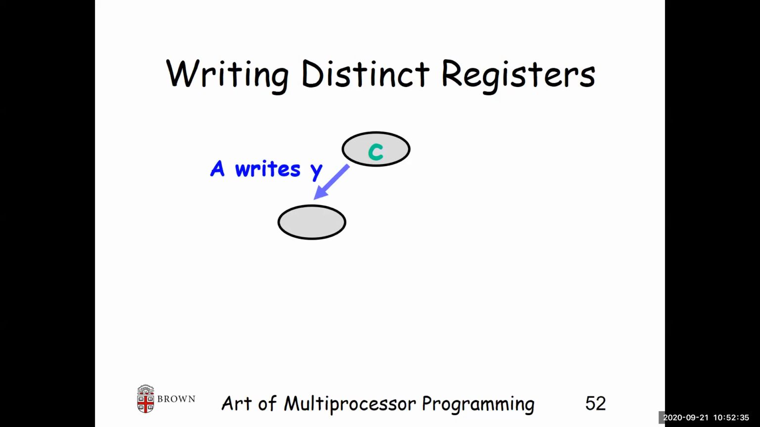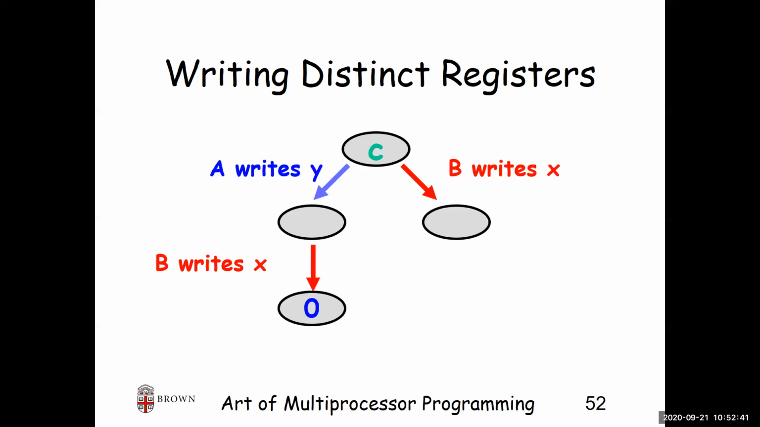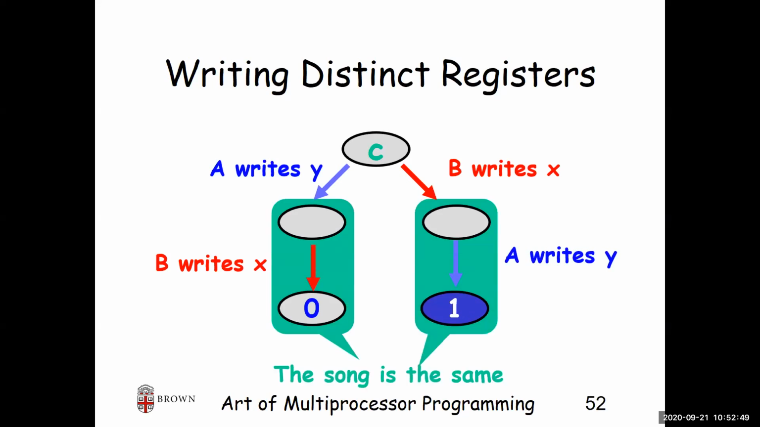So now we're going to write distinct registers. A is going to write Y, and B is going to write X, and we're going to decide 0. Then we're also going to consider B writes X, then A writes Y, and decides 1. And the problem is that we can't tell who won. If A reads a 0 in X, it doesn't know whether B moved first or not, and vice versa. If you see a 0 and a 1 written here, you don't know what happened.